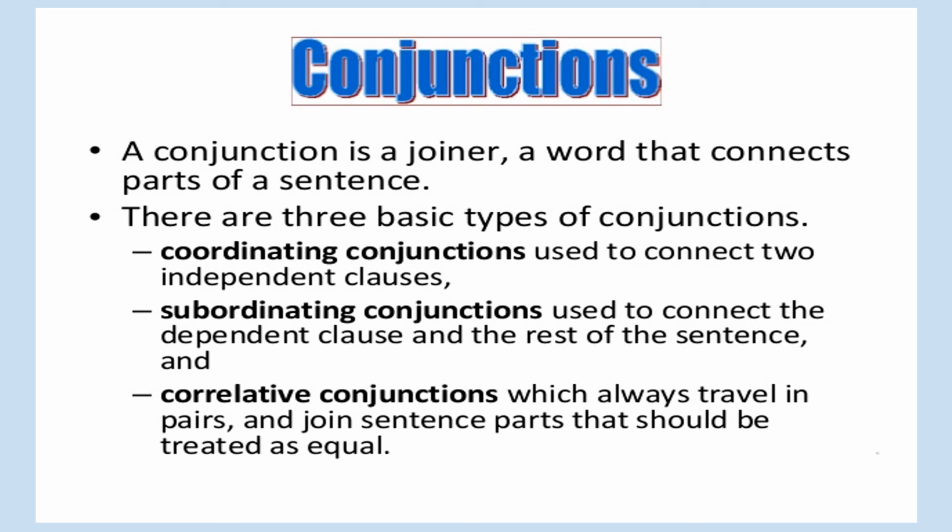Correlative conjunctions are those which always travel in pairs and join sentence parts that should be treated as equal. For example, no sooner did he enter the room than he saw a snake. So here, no sooner and than. This pair is always used together.